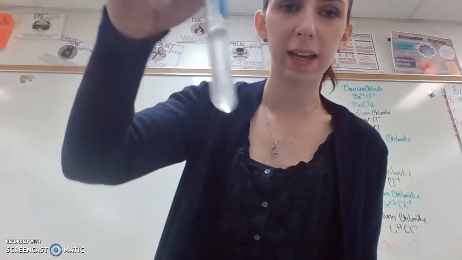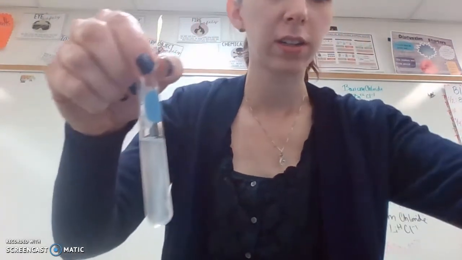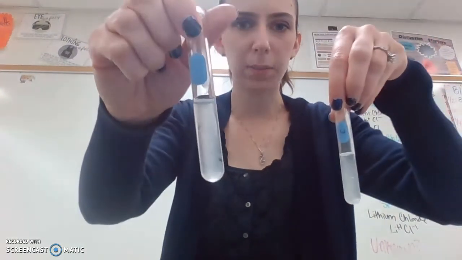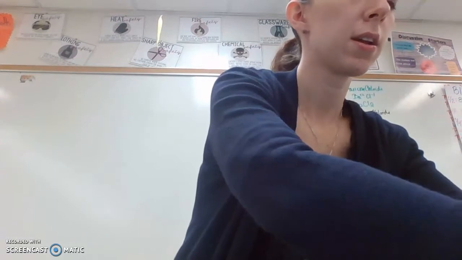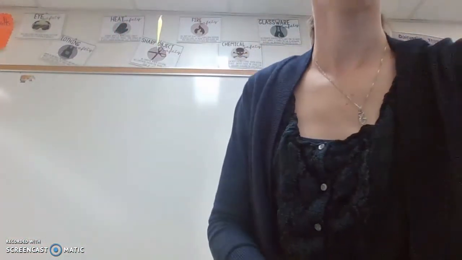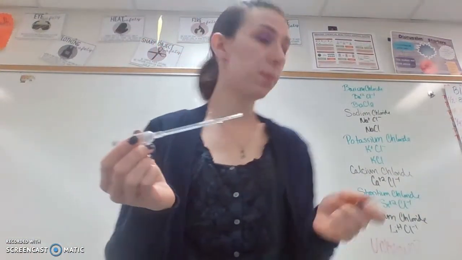As we mix it in, there seems to be a similar reaction to what our sodium chloride had. This is our potassium chloride, this is our sodium chloride. So similar reactions. Both of those are group 1 metals. So now we are going to try calcium chloride.